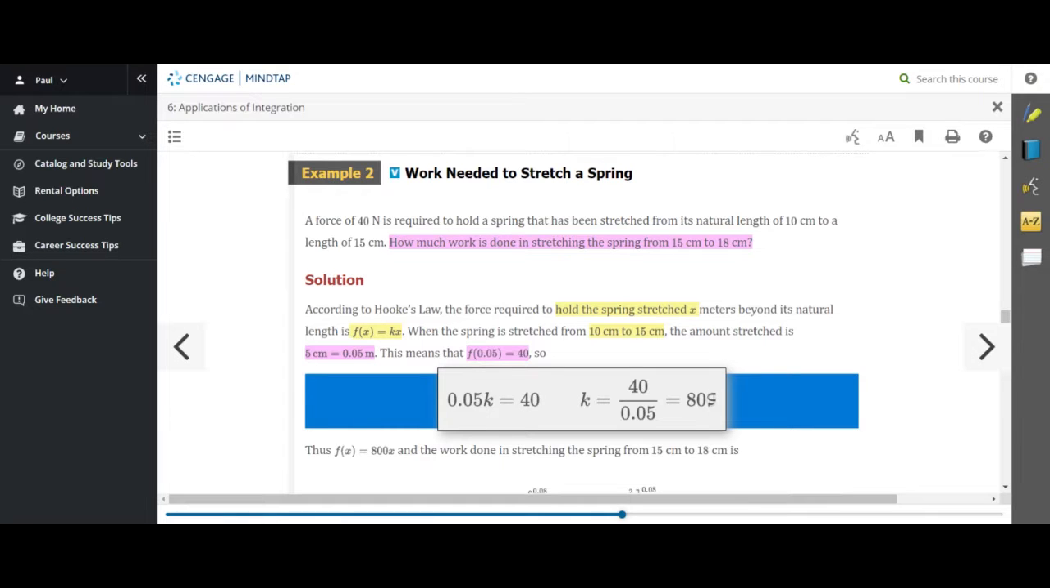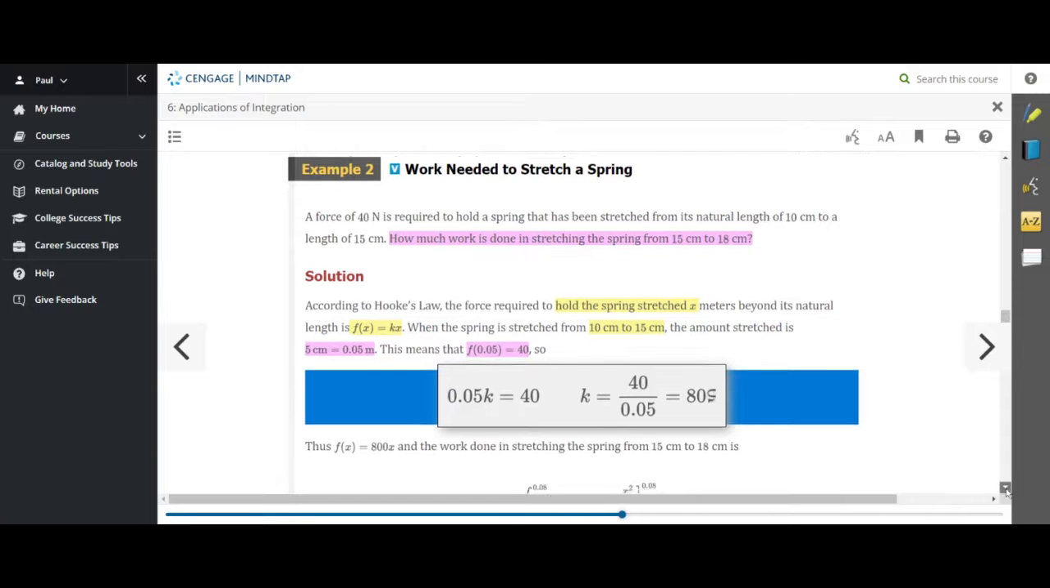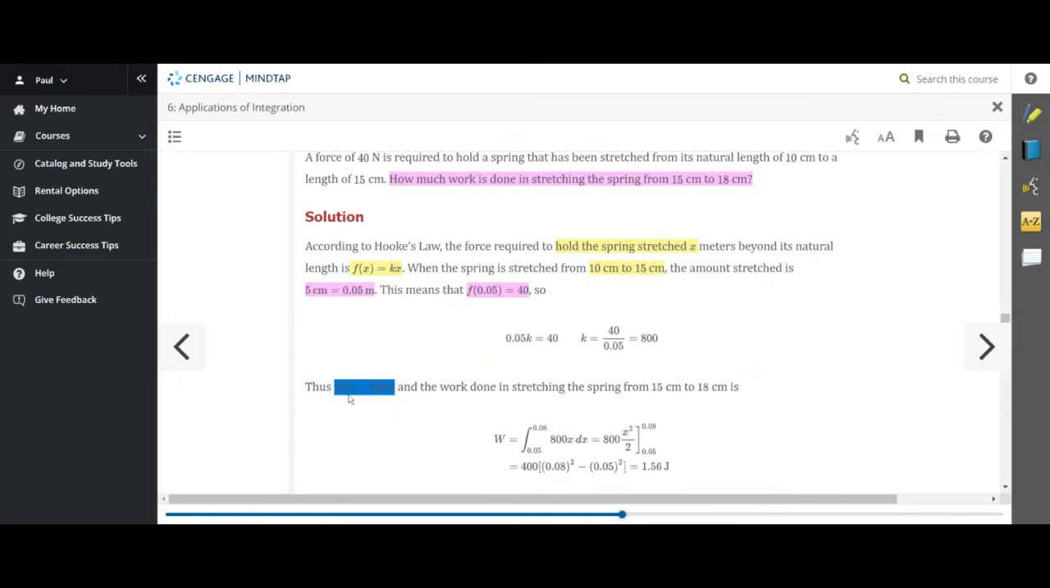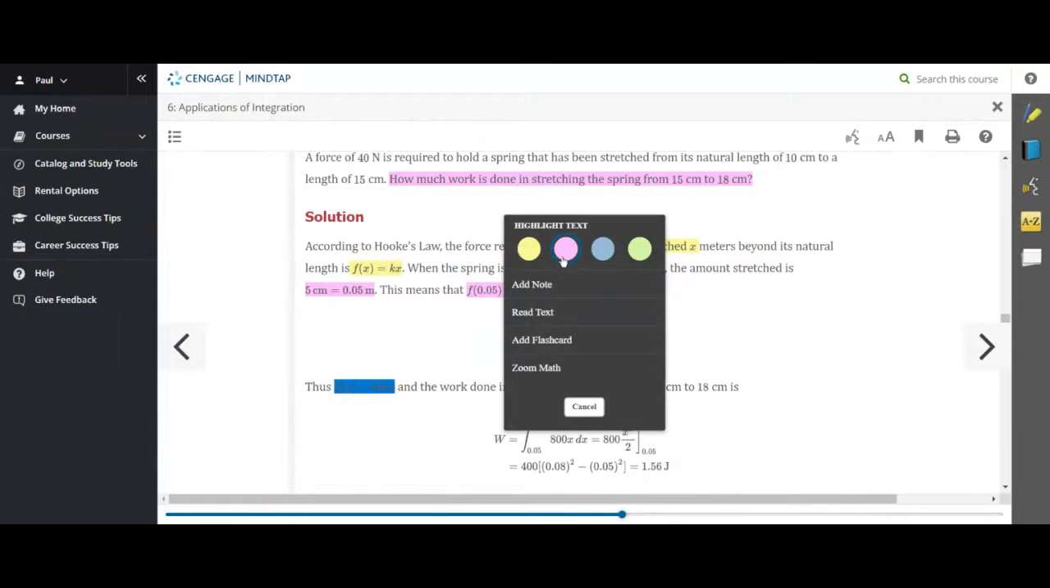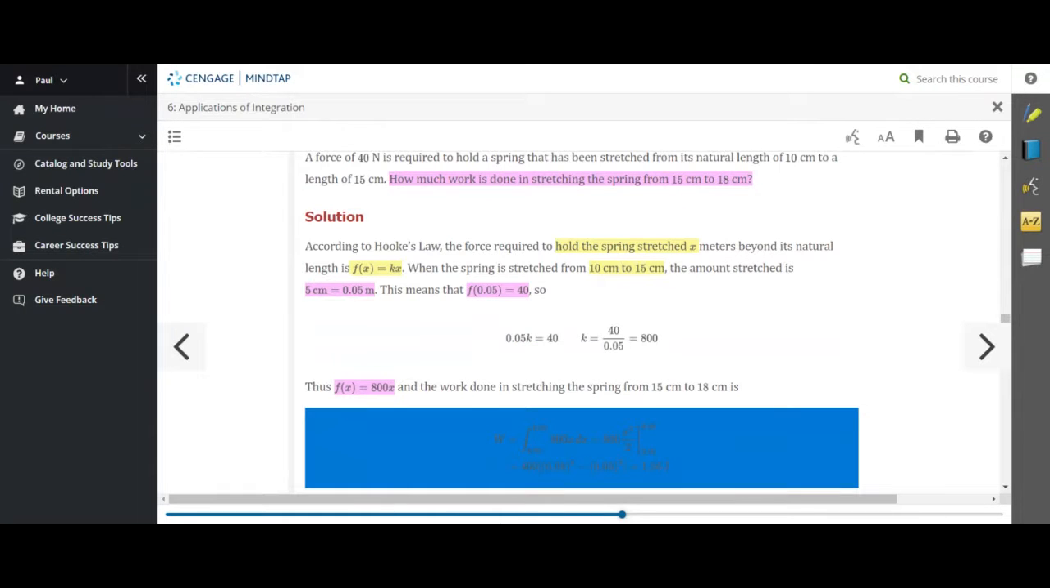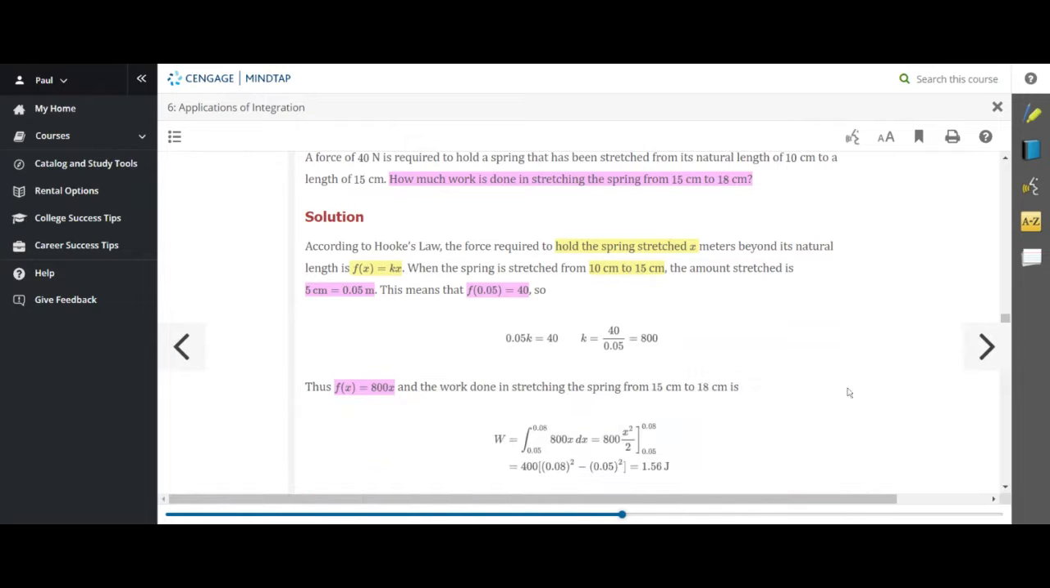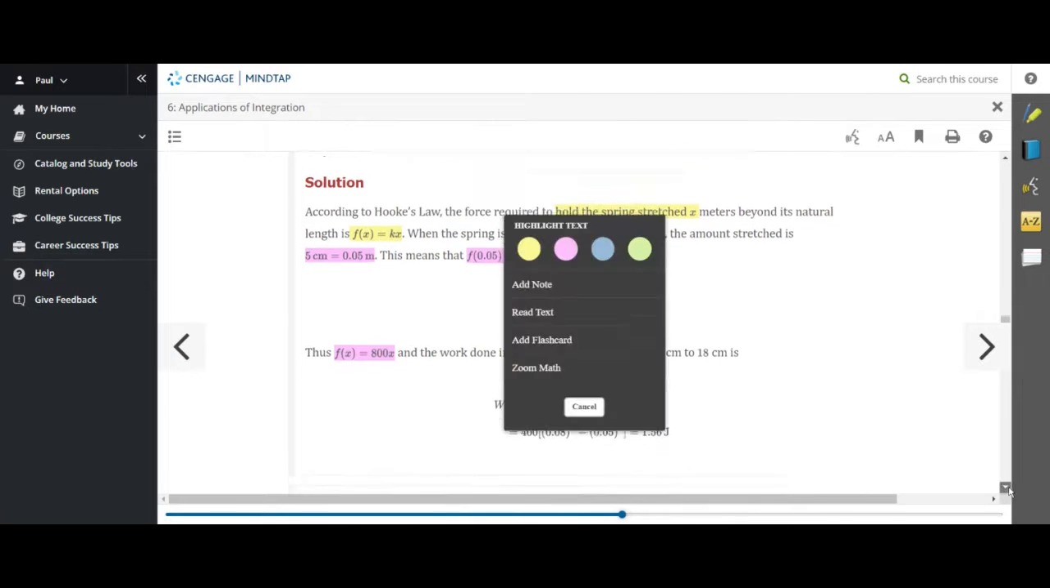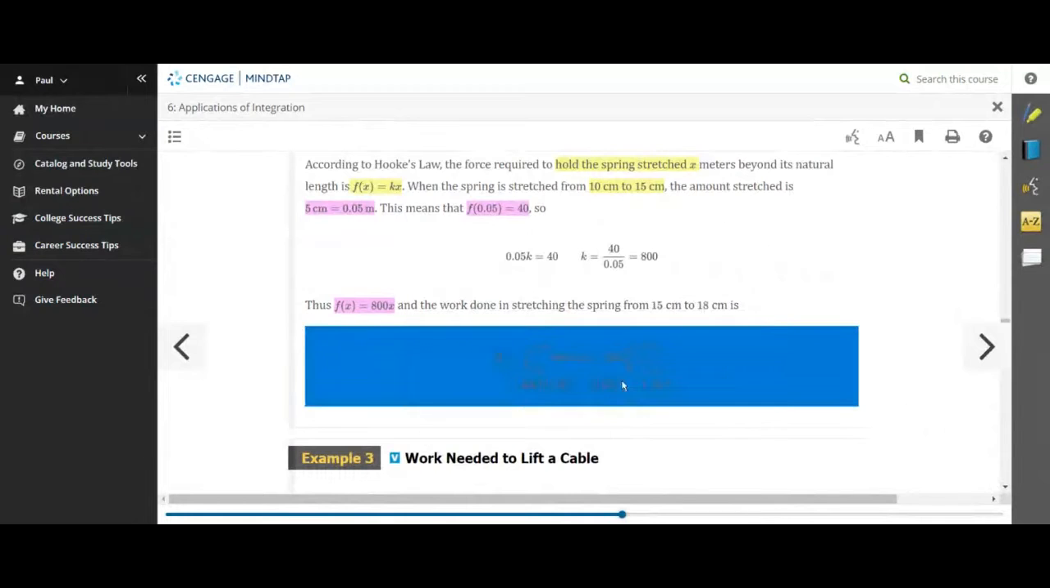So now our force function is equal to 800x. And so now we can compute the work.